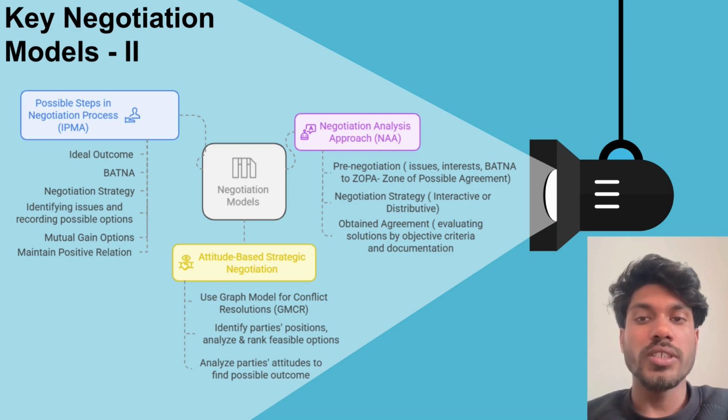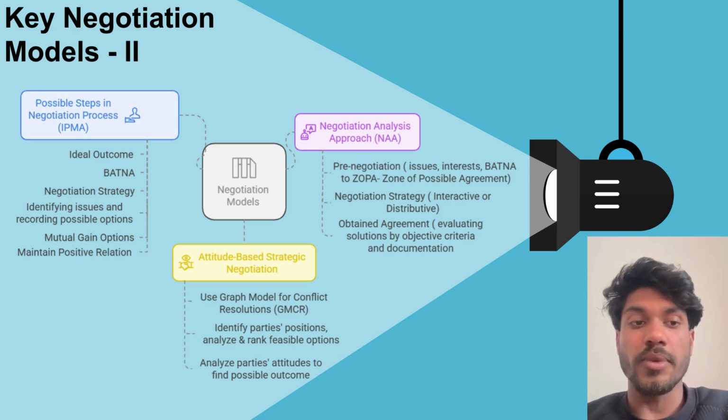And another one is the negotiation analysis approach, which includes three stages: pre-negotiations, negotiation strategy, negotiative or distributive, and reaching agreement. And lastly, there is attitude-based strategic negotiation that only focuses on psychology. It uses the GMCR model to analyze parties' attitudes, rank outcomes, and guide conflict resolution.